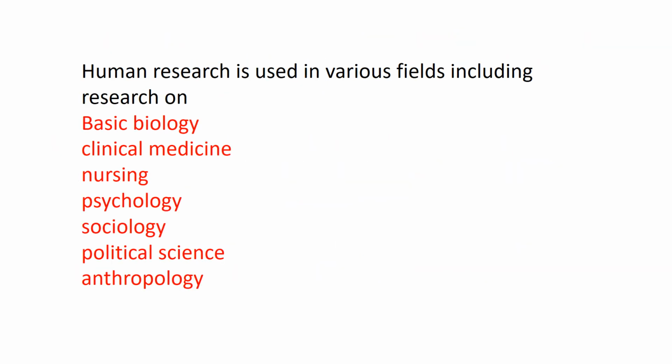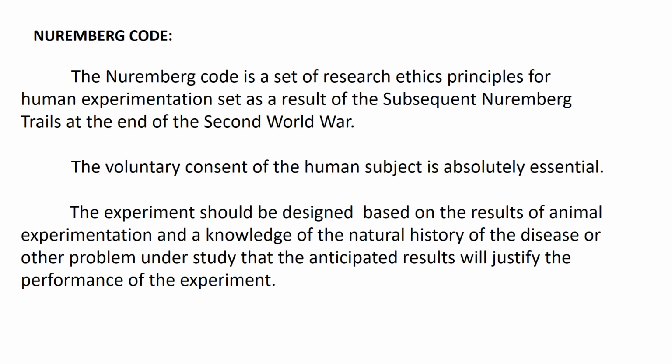If you observe the next slide, the research may be related to various fields. It may be basic biology or clinical medicine, nursing, psychology, sociology, political science, or anthropology. Any human research. To test a drug on human volunteers, we need to follow certain guidelines. And the first guideline was declared at the end of Second World War and it is referred to as the Nuremberg Code.